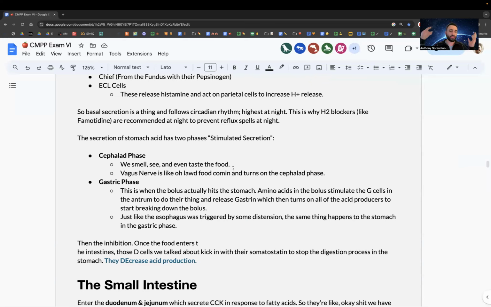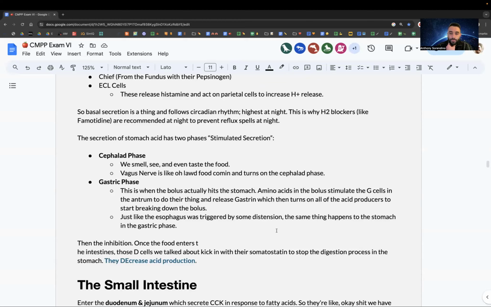And then your vagus nerve is like, oh, this food's coming. So it's going to turn on this cephalic phase. It's going to prepare you to secrete all this acid. Then the gastric phase comes in, and this is when the bolus actually hits the stomach. This is what stimulates the G cells to do their thing. They release gastrin, they turn on all of the acid producers, and then we start breaking down the food, all right?